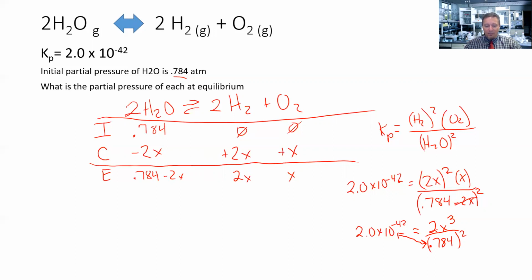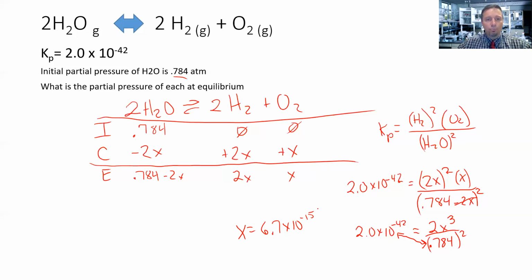So I'm going to go 0.784 squared. And I'm going to multiply that by 2.0 times 10 to the negative 42. I'm going to divide that by 2, and then I'm going to take that number and take the cube root of it. And I should come up with, let's see here, 6.7. I got 2 sig figs, 6.7 times 10 to the negative 15. So x equals 6.7 times 10 to the negative 15. So that's what I have come up to with x.